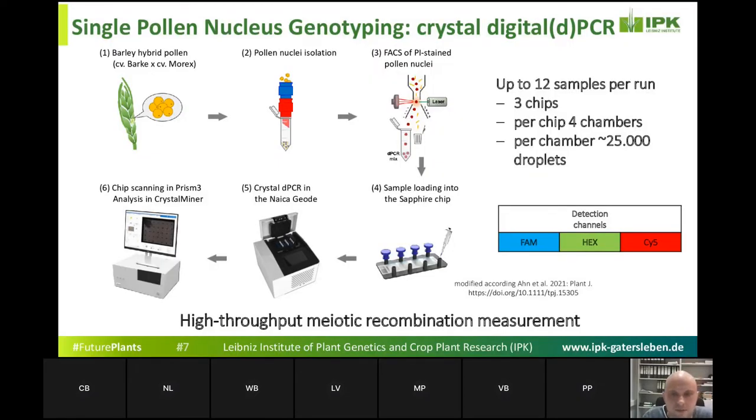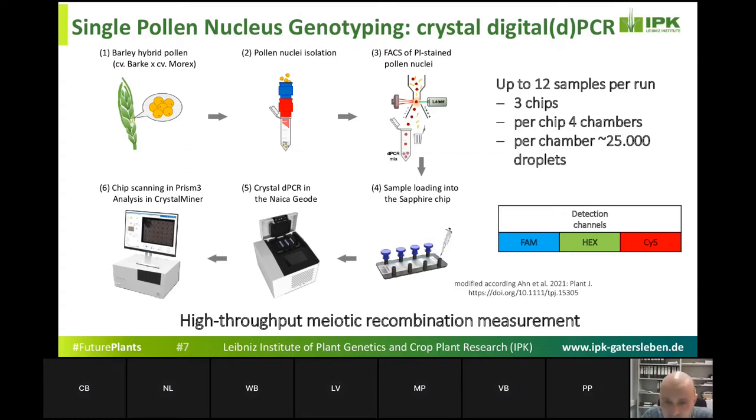The basic idea which we had in mind is depicted here in the scheme. We usually use hybrid plants which have polymorphisms between the cultivars. In our case, we use barley, and we use the cultivars Barke and Morex, which I will later on only term B and M. Then we isolate the pollen nuclei. We use a flow cytometer to isolate specifically PI-stained haploid pollen nuclei, and then we load these into one of the four chambers of a so-called Sapphire chip from the STILLA system. We use the Naica Geode to perform encapsulation and crystal digital PCR genotyping, and later we use a scanner and analyze this in the Crystal Miner software.